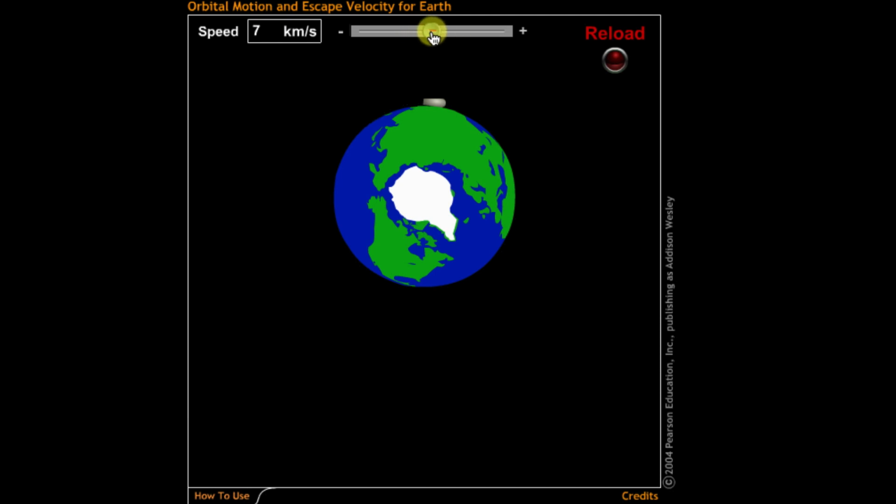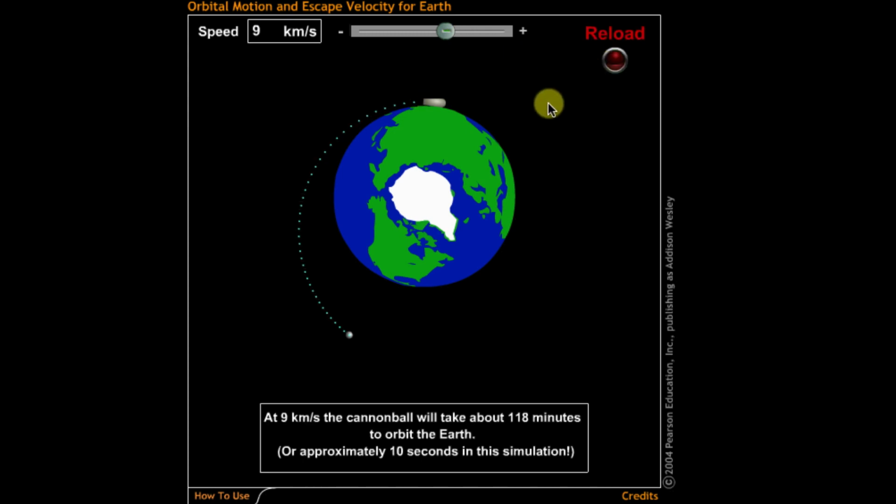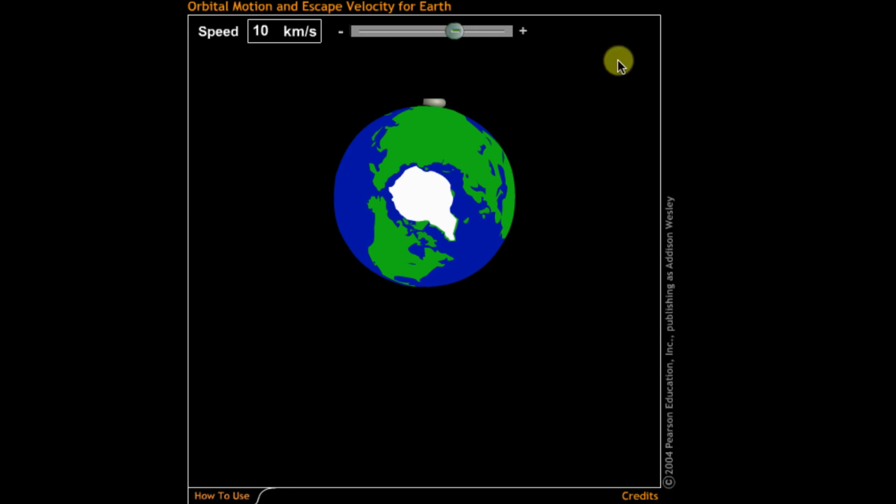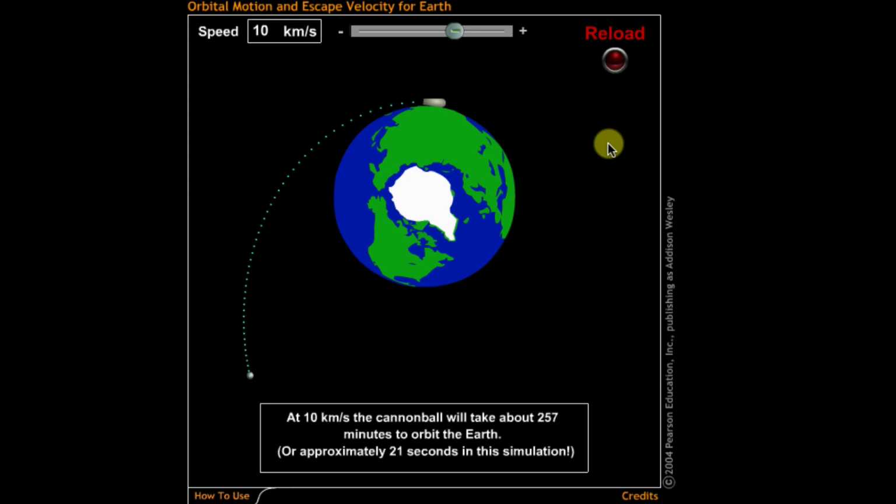If we increase the speed, let's say to 9 kilometers per second, reload it, it goes around and it actually orbits, and let's see, it'll come back right through the cannon again, assuming that it can go through the cannon, and it makes a nice elliptical orbit around the Earth. So 9 kilometers per second will put you in orbit, but you won't escape the Earth. If we change this to 10 kilometers per second, reload and fire, again we'll be put into orbit and we won't escape.